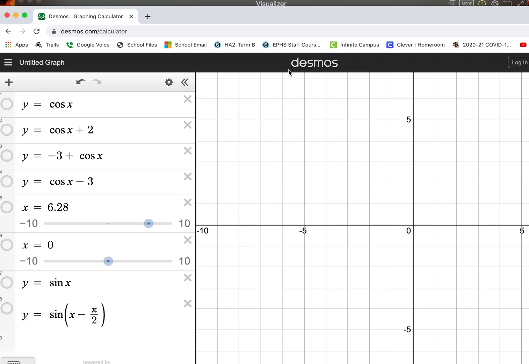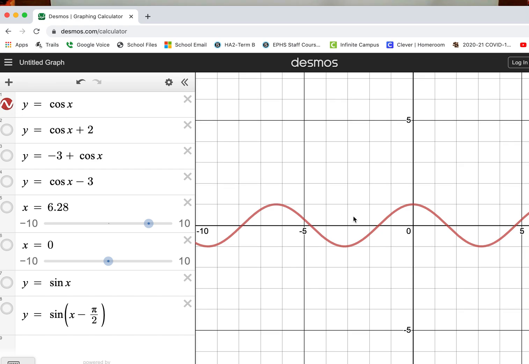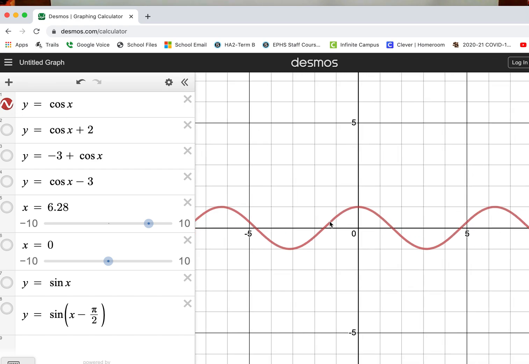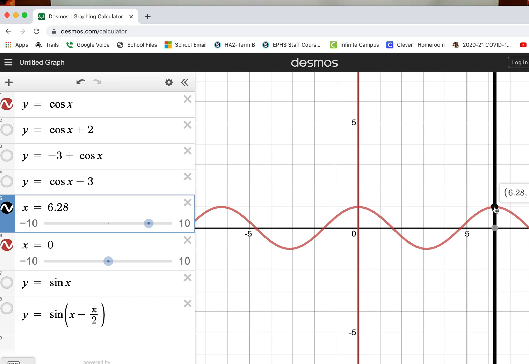I've got a lot of stuff plugged in, but I'm just going to show this one, y equals cosine of x. So I feel kind of good about that. Like you think about the left wall being at x equals 0, and then the right wall is at 2 pi, which is 6.28. That makes sense to me. 2 pi is right around 6.28. I feel good about that.